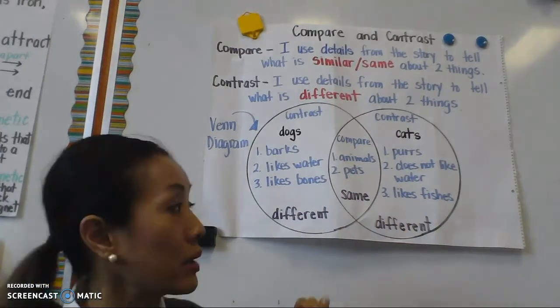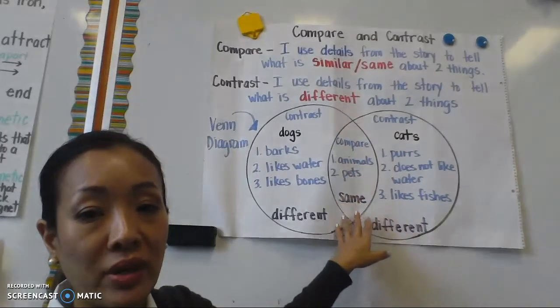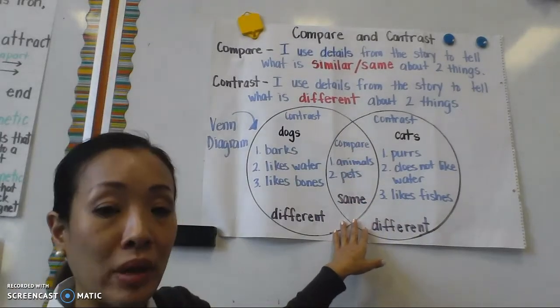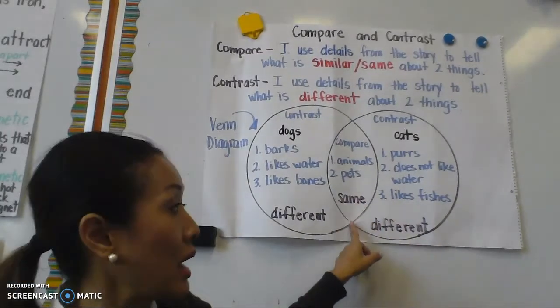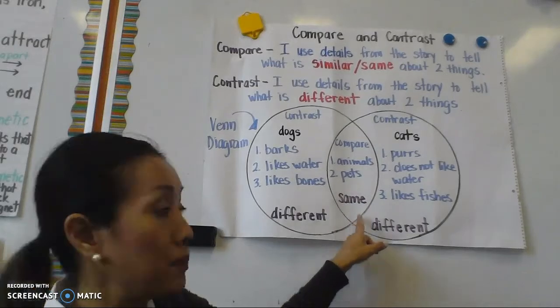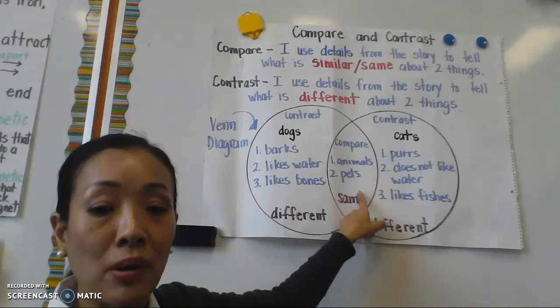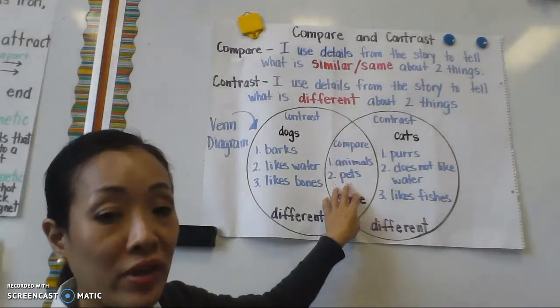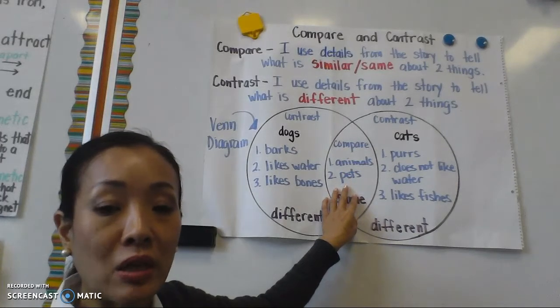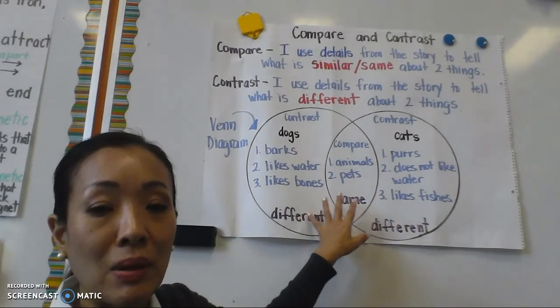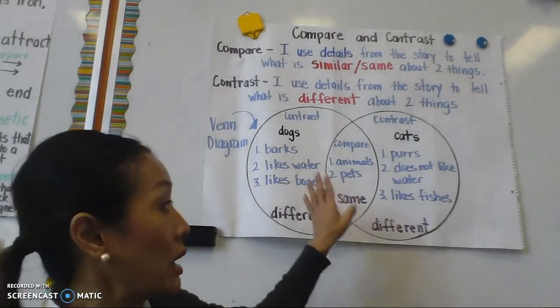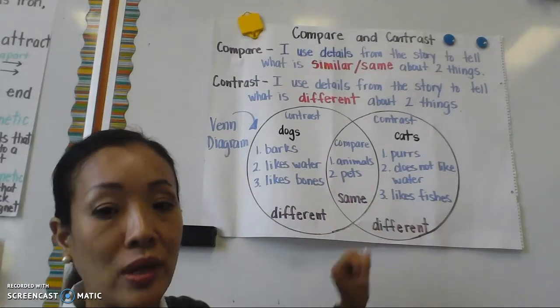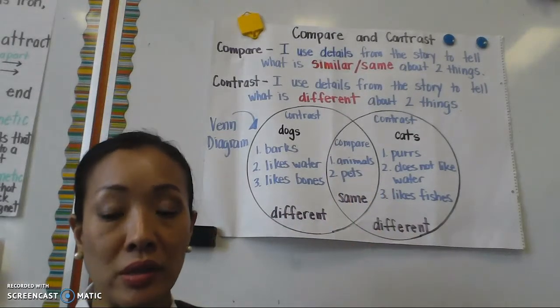When we are comparing, we put it in the middle of the Venn diagram, and we came up with both cats and dogs have something in common. They're both animals and they're both pets. So in the middle of your Venn diagram, I want you to put details that are the same about these two things. And on the outside are your contrasts, and you're going to put things that are different, okay?